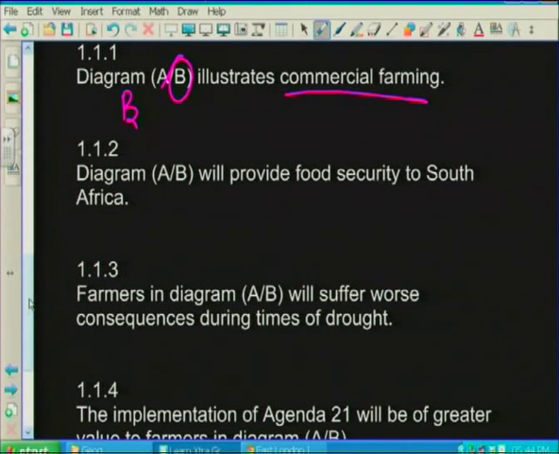1.1.2, again, we're making the statement positive or true. Diagram A or B will provide food security for South Africa. Now, there's that word food security I spoke about earlier.